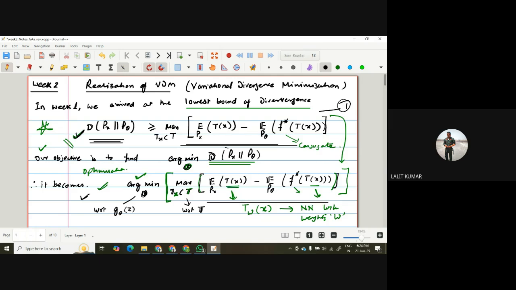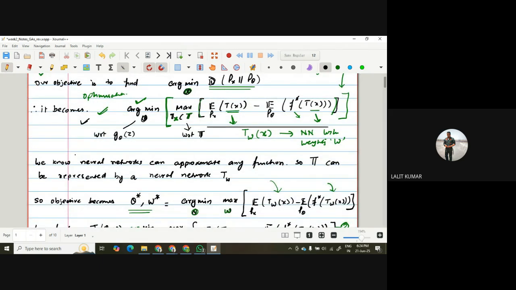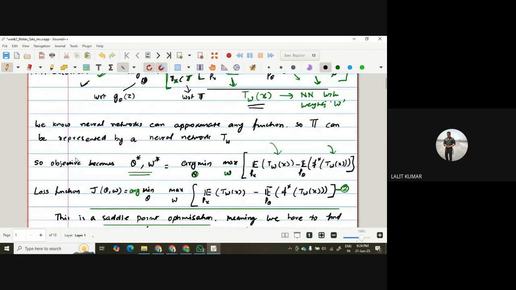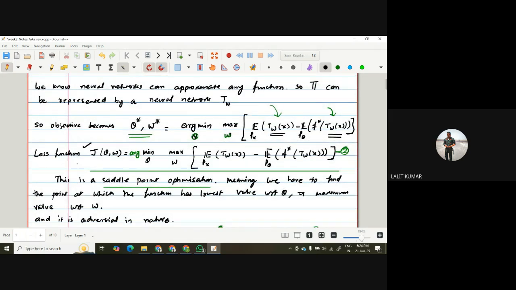Is that okay? Now from here, we said that this function T(x) can be represented by a neural network T_w(x), which has weights w. So now theta star, w star is equal to the same expression where we replaced T(x) with this neural network T_w(x). We did only this. So your loss function became this. This is a standard loss function.